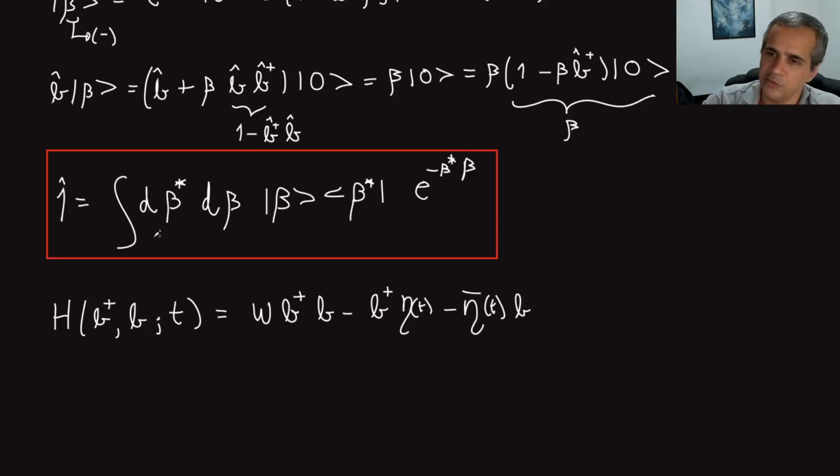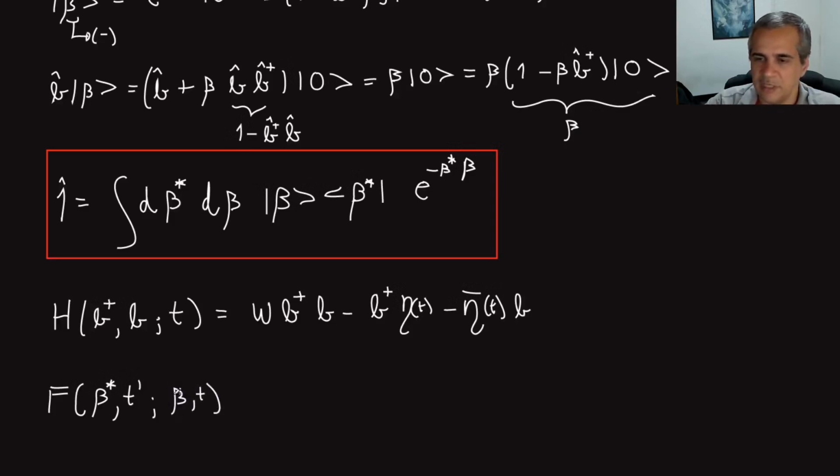And then I want to use these completeness relations in a transition of this sort, right? So I'm starting at time t with eigenvalue beta, and I'm ending at time t prime with eigenvalue b star. Remember, I cannot fix beta and b star both as initial and final conditions, because their operators do not commute.